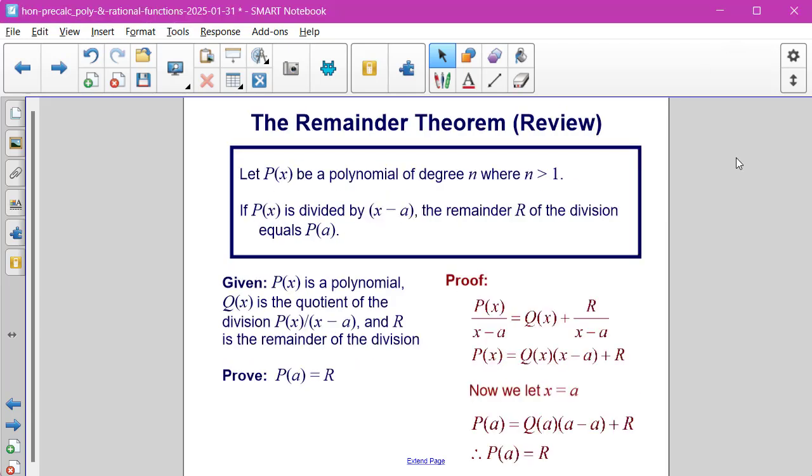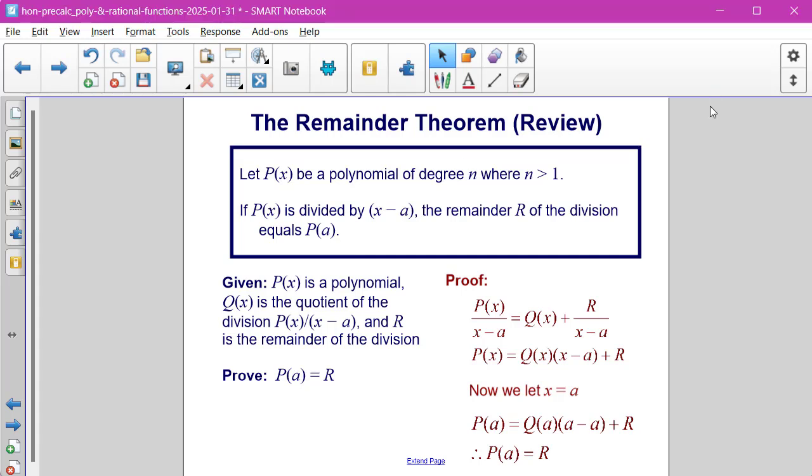Now let's review the remainder theorem. Recall that p of x is a polynomial of degree n, where n is greater than or equal to 1. Then if p of x is divided by the factor x minus a, the remainder r of the division is equal to p of a.